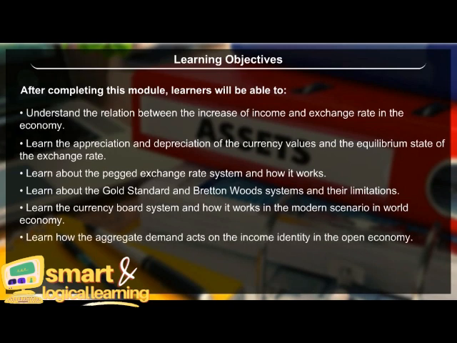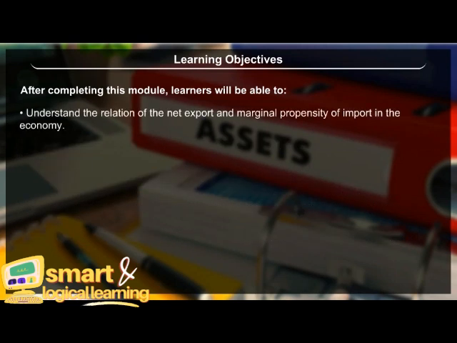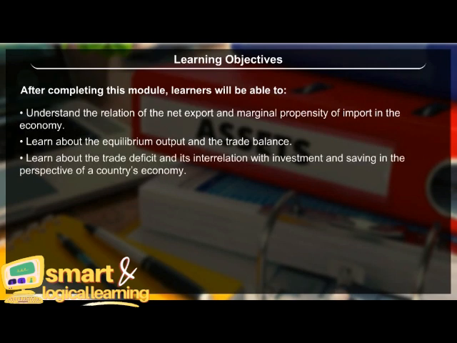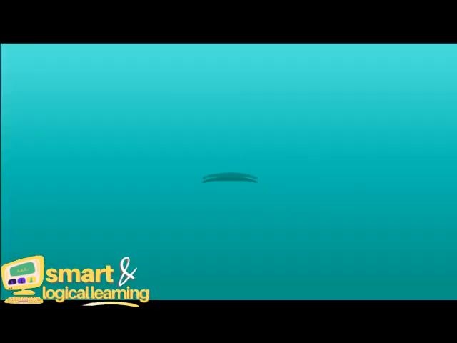Learn how aggregate demand acts on the income identity in the open economy. Understand the relation of net export and marginal propensity to import in the economy. Learn about the equilibrium output and the trade balance. Learn about the trade deficit and its interrelation with investment and saving from the perspective of a country's economy.